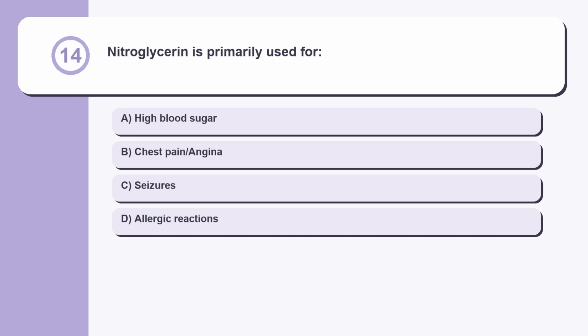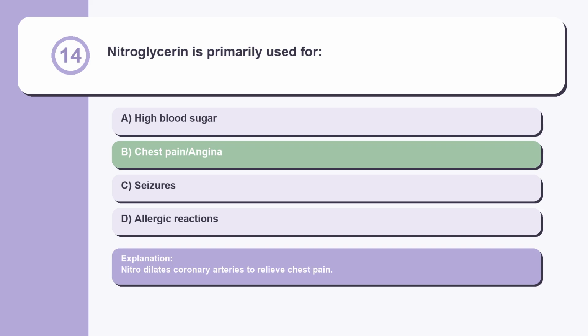Question 14. Nitroglycerin is primarily used for high blood sugar, chest pain/angina, seizures, allergic reactions. Nitro dilates coronary arteries to relieve chest pain.